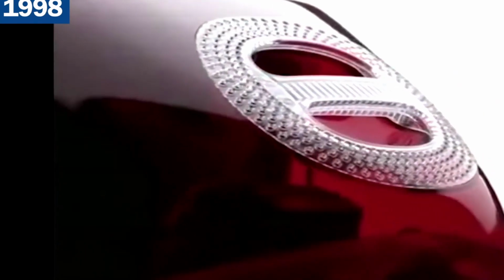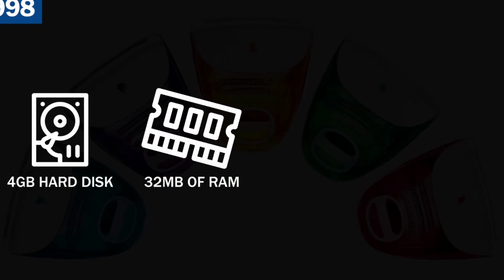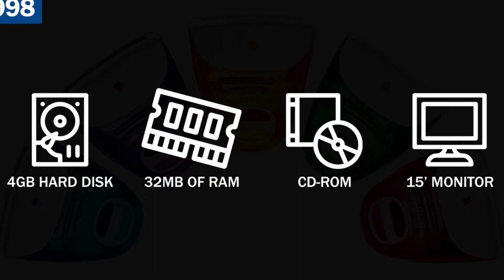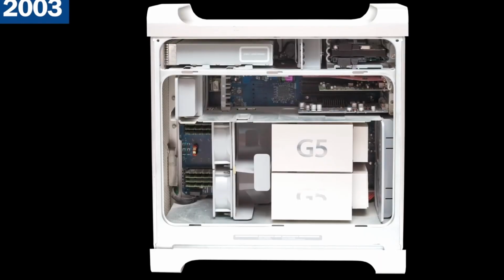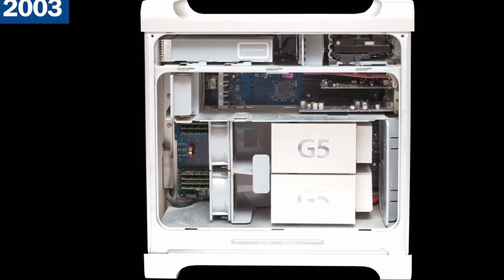The 1990s witnessed an innovation by Apple with the introduction of the iMac in 1998, featuring a clear and customizable case, 4 GB hard drive, 32 MB RAM, a CD-ROM drive, and a 15-inch monitor. Apple continued to shape the 2000s with the launch of the Apple G5 in 2003, the most powerful Macintosh at the time, sporting an anodized aluminum case and claiming the title of the first true 64-bit personal computer.